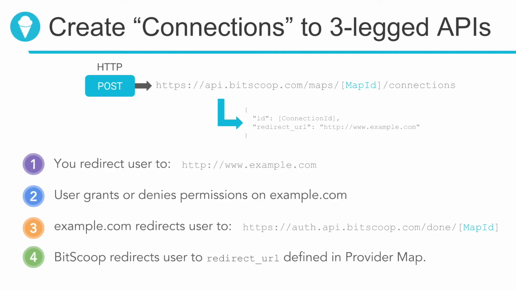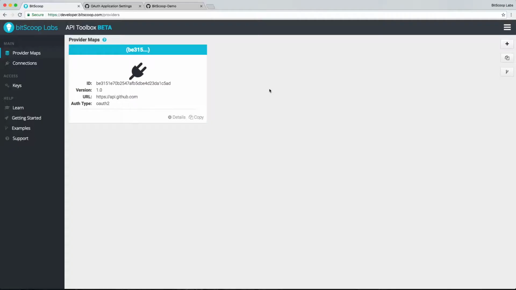After the user hits that URL on the BitScoop Auth API, what happens is the connection that you originally created with that post request is completed, and the various keys that you're going to need are stored on that connection object. Finally, BitScoop redirects the user to the URL that you've defined on the provider map as the ultimate redirect URL. Okay, so that previous slide was probably a lot to take in at once, but what we've done here is create an example that will hopefully clarify that process, just so you can see everything in action.